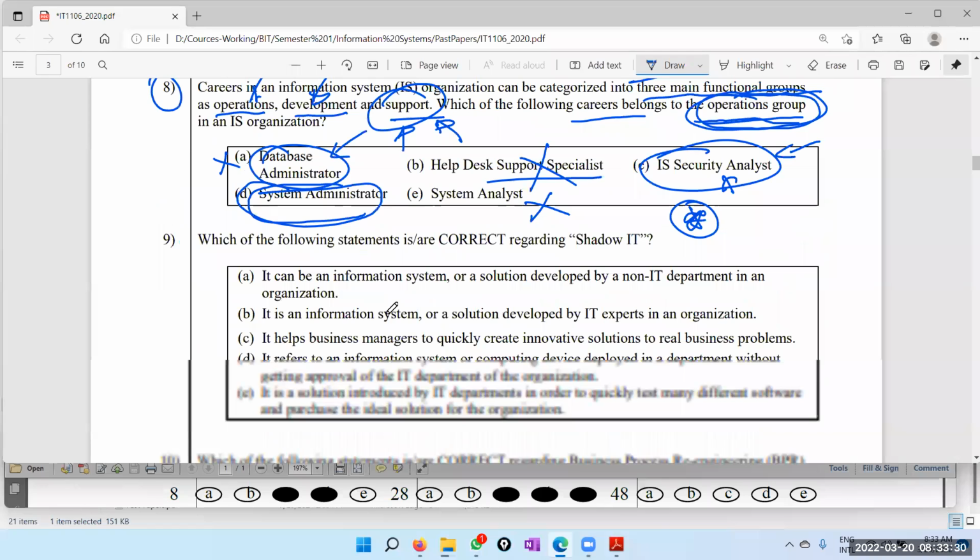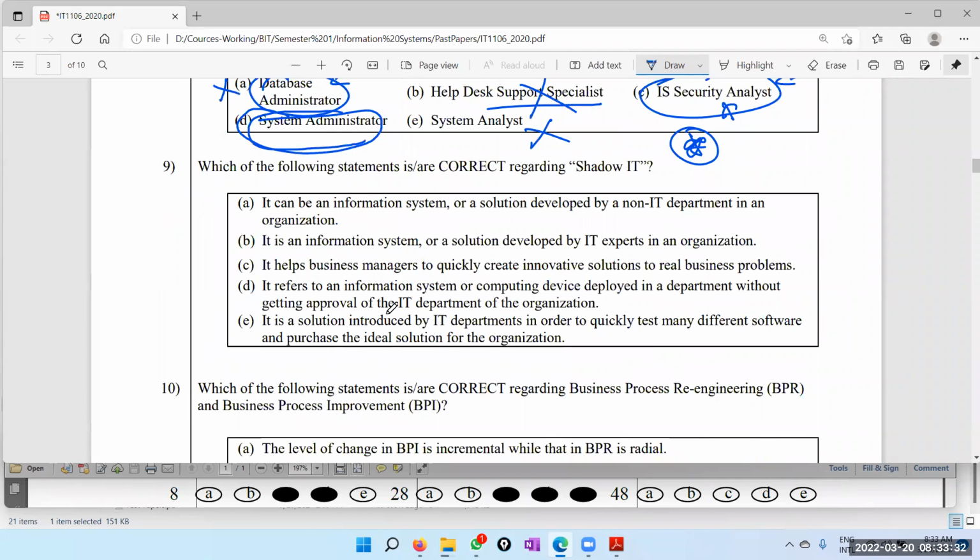Okay. Right. 9. Which of the following statements is correct regarding shadow IT? Now you can see these are not directly mentioned in your notes. That is why they have given you the reference books. Which of the following statements is correct regarding shadow IT?